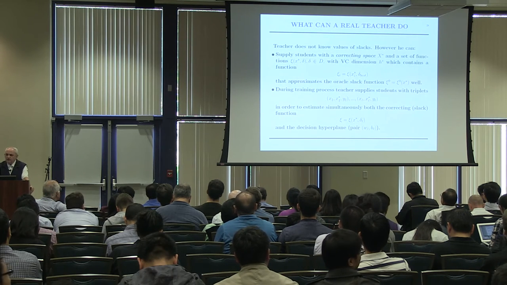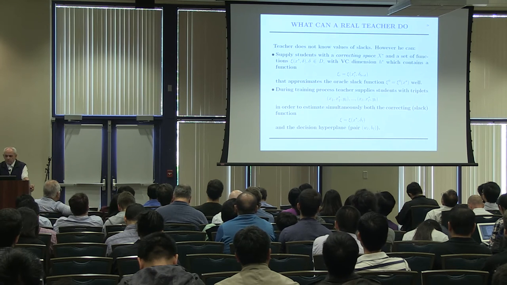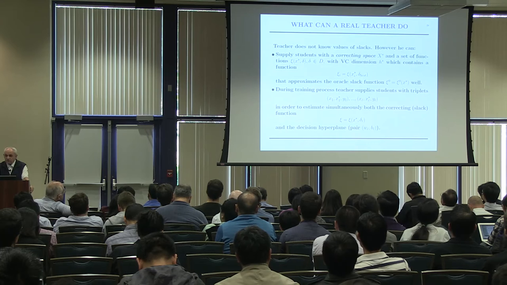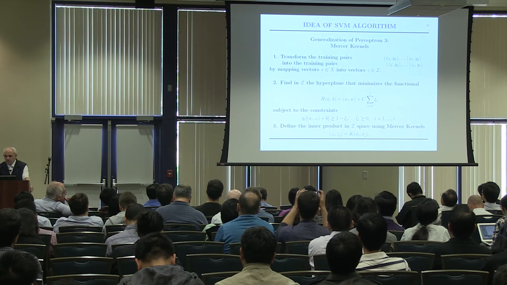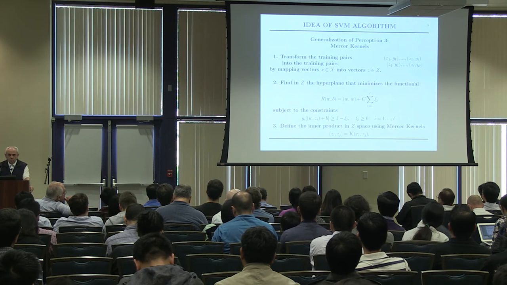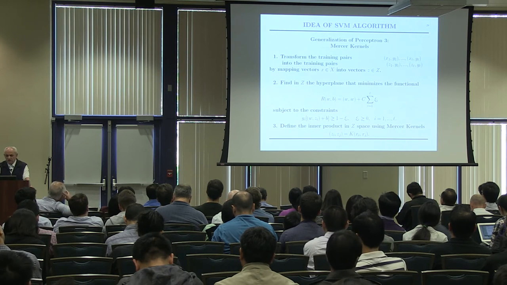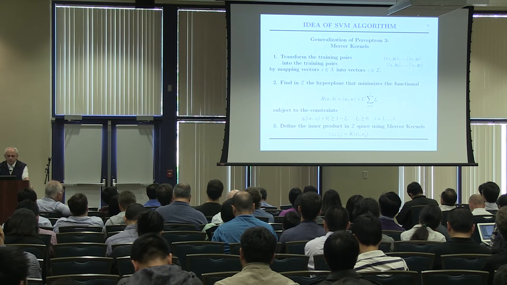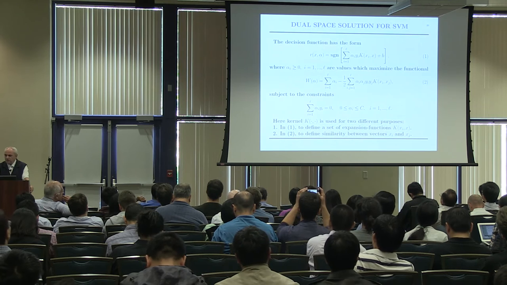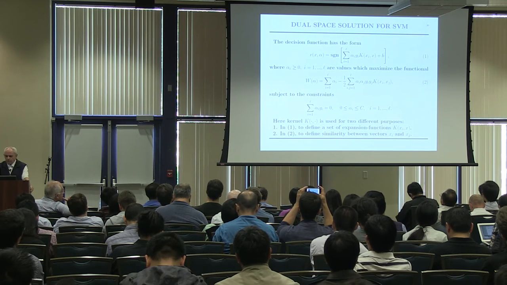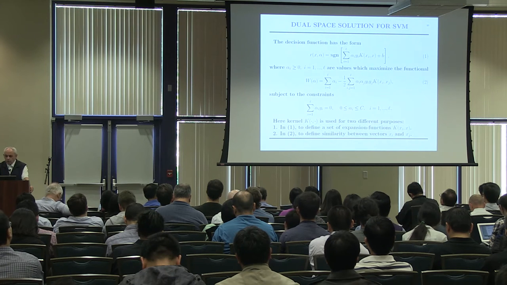But what can a real teacher do? He cannot give you slacks, but he can give you a correcting space, X star, and some explanation in this correcting space, and also a set of functions in this correcting space. And you would like to estimate two functions, as I told you. For SVM, you map the vector X into zeta space and construct separating hyperplanes in zeta space, minimizing this functional under the given constraint. You also use the kernel trick, using a kernel function instead of the inner product. This is the dual space for SVM. You have the solution in the form of equation one, but to find the coefficients for the expansion, you have to maximize functional two under some constraint.